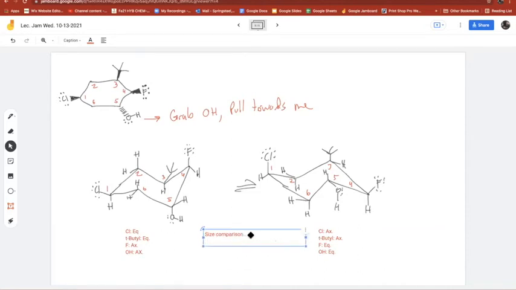That I spelled comparison. I can't spell, so bad. Compare, I'll just say size compare. So I've got, for the more stable, the one on the left.